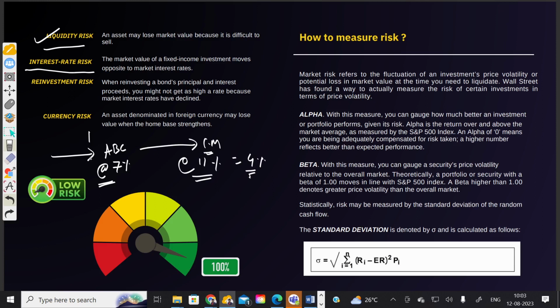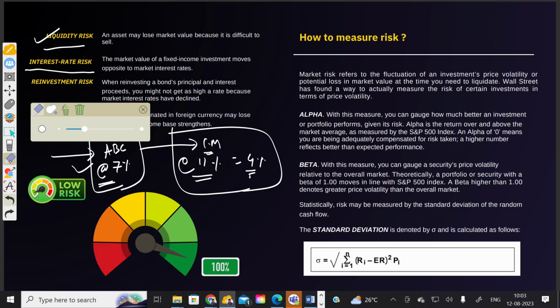So you can protect against it, or maybe you can sell this investment and buy a new investment with a higher rate of interest. So that's how you can see interest rate is a risk as well, and vice versa. Sometimes you might be getting a 7% interest rate, but in the market, let's say there is a 4% interest rate, right? So that also happens. That comes under interest rate risk.